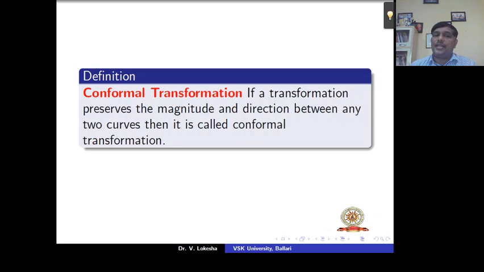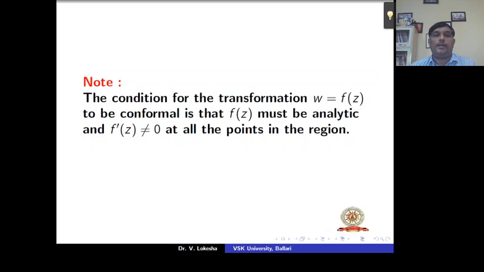First, we will start with the conformal transformation. What is a conformal transformation? If a transformation preserves the magnitude and direction of the angle between any two curves, then it is called a conformal transformation. The transformation w is equal to f of z is said to be conformal if f of z is analytic and its first order derivative with respect to z is non-zero at all the points in that region.